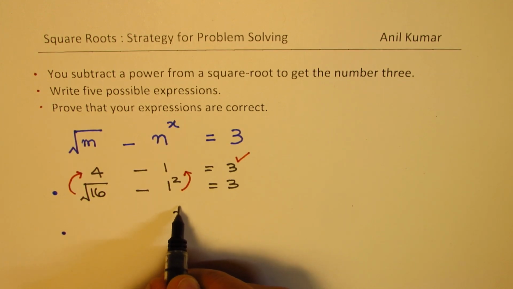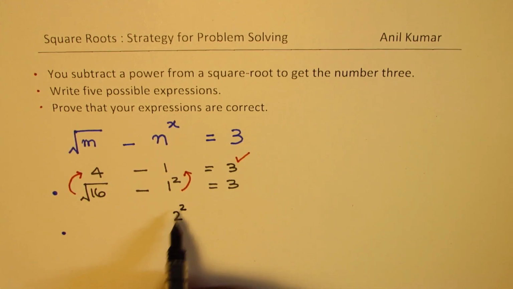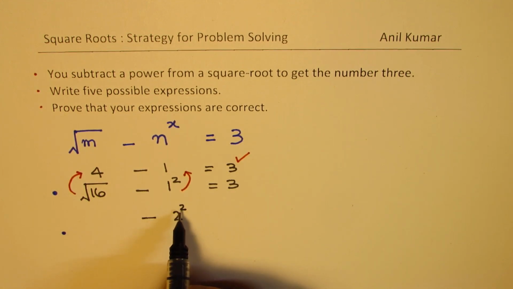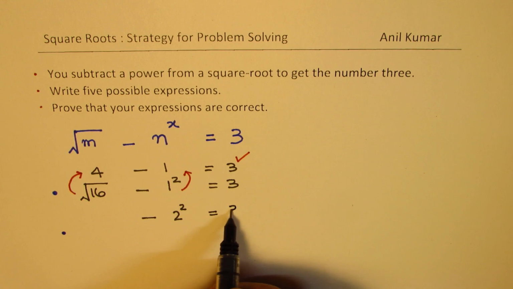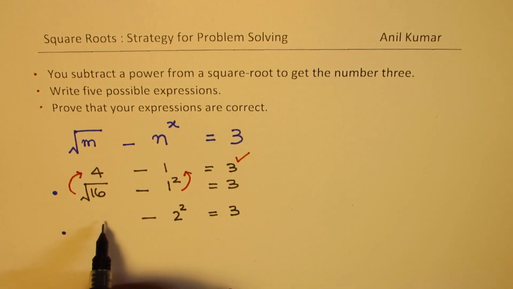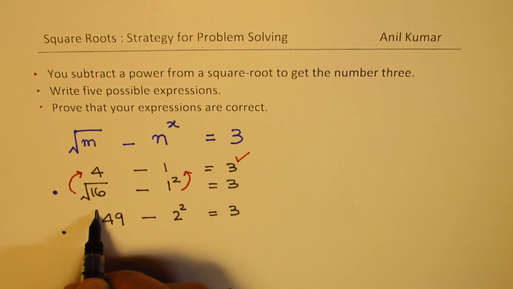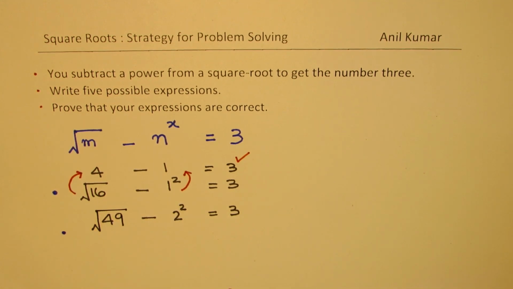If I write 2 square, right? So 2 square is 4. If 2 square is 4, I want 3, then I want to have 7 here, right? How do I get 7? Well, 7 square is 49. So if I do square root of 49, I should be in a position to get the result. Do you see that?